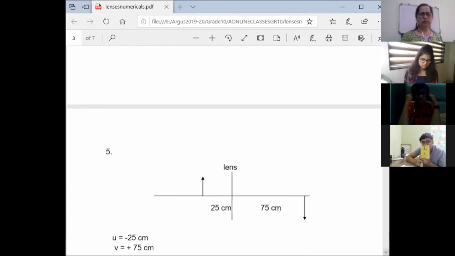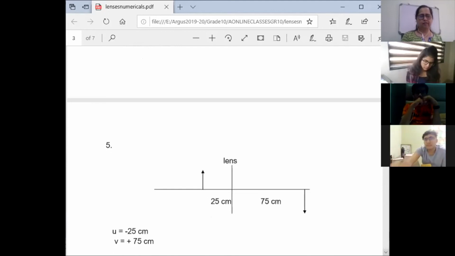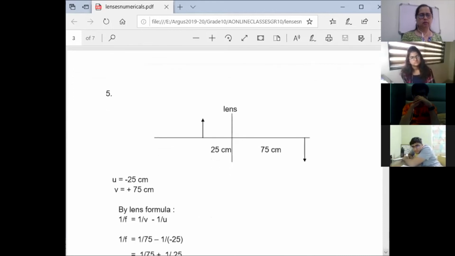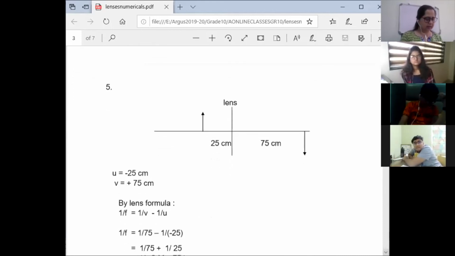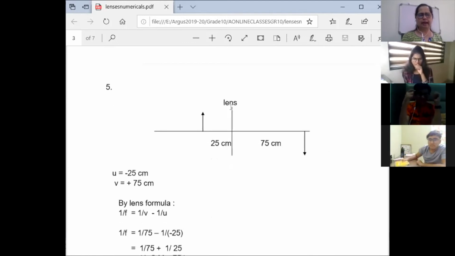Try to understand. Everyone will try to understand this fifth one, because you're bound to make mistakes. An illuminated object lies at a distance of 1 meter from the screen. Now understand that this arrow is the screen, where the image is formed, and this is the object. Now this object is 1 meter, that is 100 centimeter. Can you see the total distance that I have drawn? This is the lens, okay? 25 plus 75, 100.